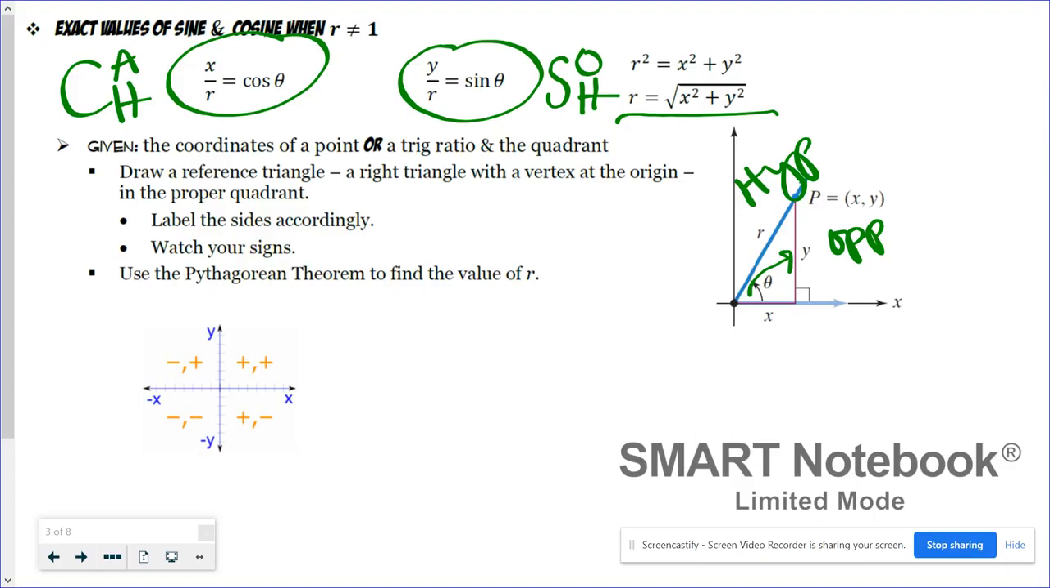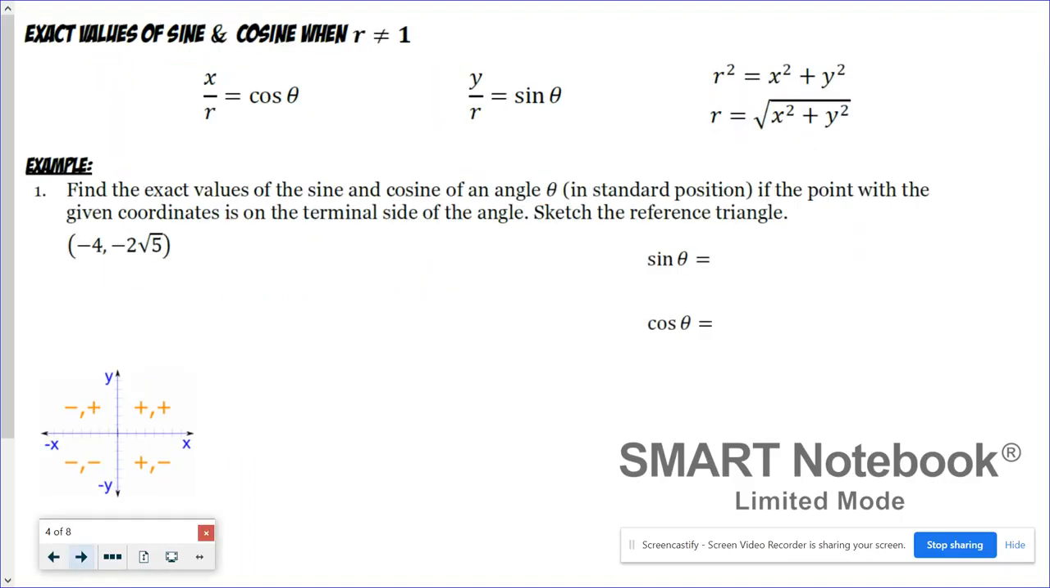But basically, it's a right triangle. The vertex is at the origin on the coordinate plane, and we want to make sure it's in the proper quadrant. We're going to label our sides accordingly. Watch your signs. And then we're going to use the Pythagorean theorem to find the value of r. Now, the value of r, no matter what, will always be positive. So we don't have to think about the sign when it comes to r, because it's always going to be positive, no matter what. So let's actually take a look at an example.